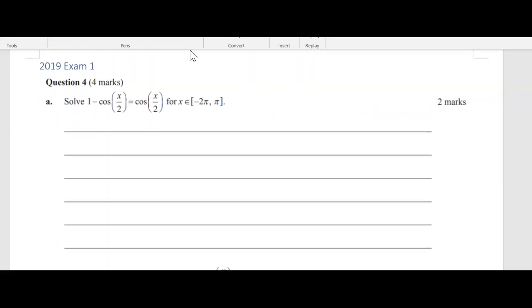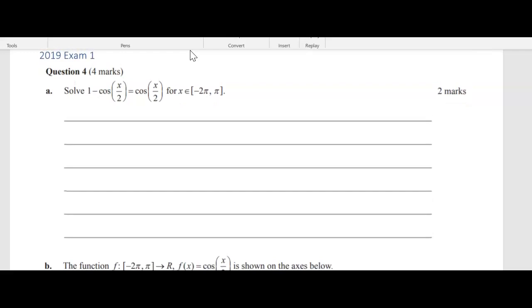So here we're at the 2019 exam 1. So we're going to be solving an equation here. All right, so when you're solving, it's important to note the domain. Okay, so we're not doing a general solution here, but we've got to find all the solutions between negative 2 pi and pi. All right, so with our equation, we've got 1 minus cos x on 2 equals cos x on 2.